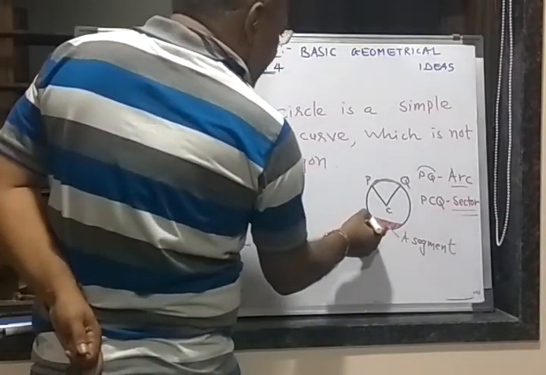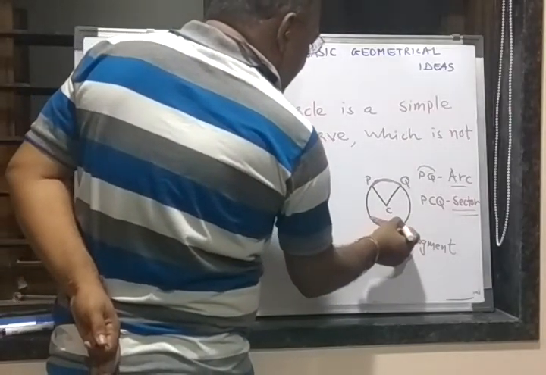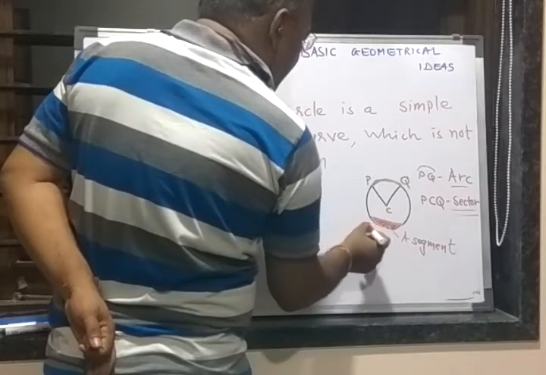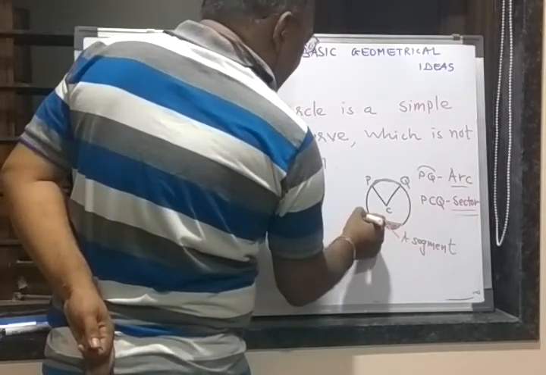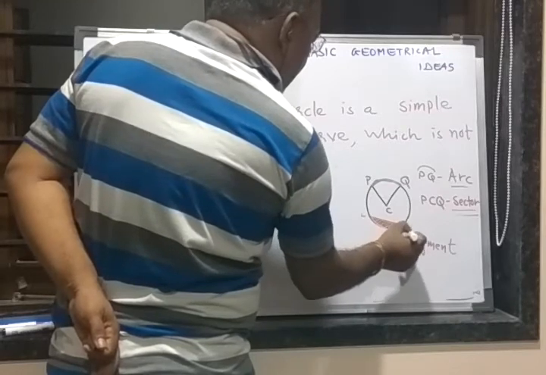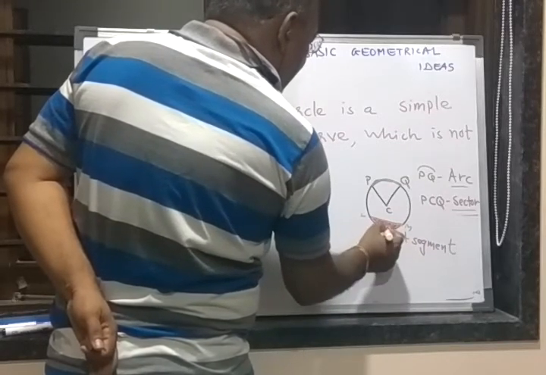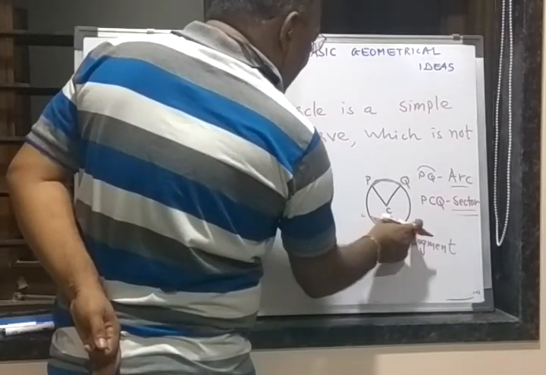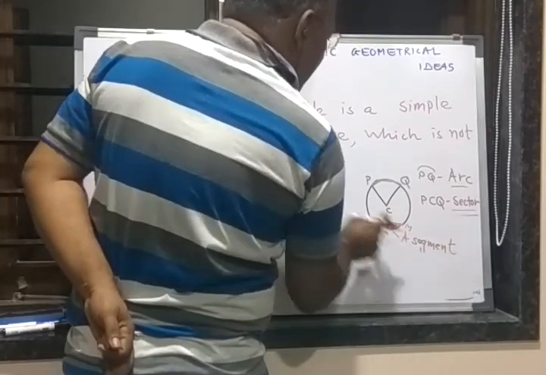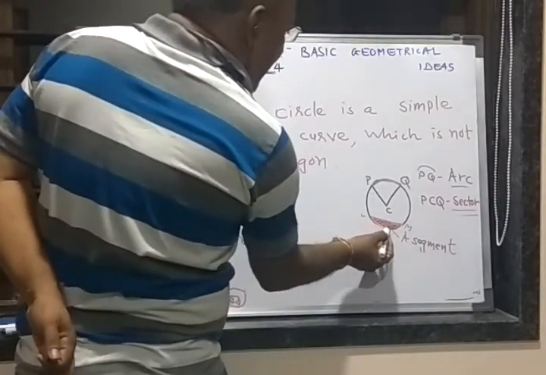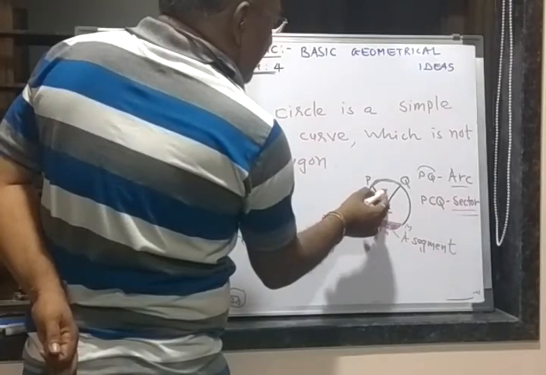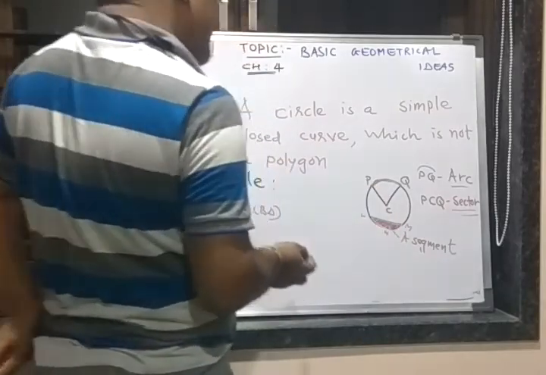And here you can see this red portion, say L, M and N. So here L, M, N become a segment. So this is a segment, this is a sector.